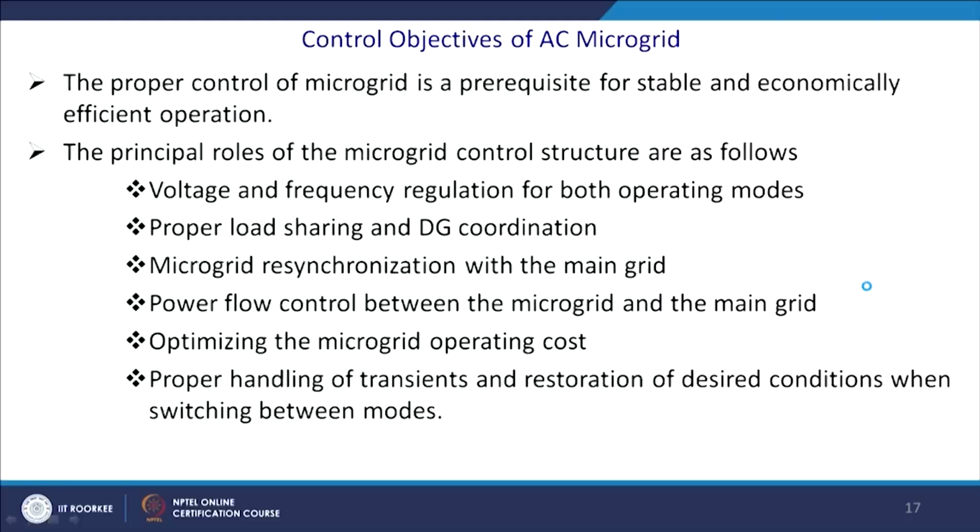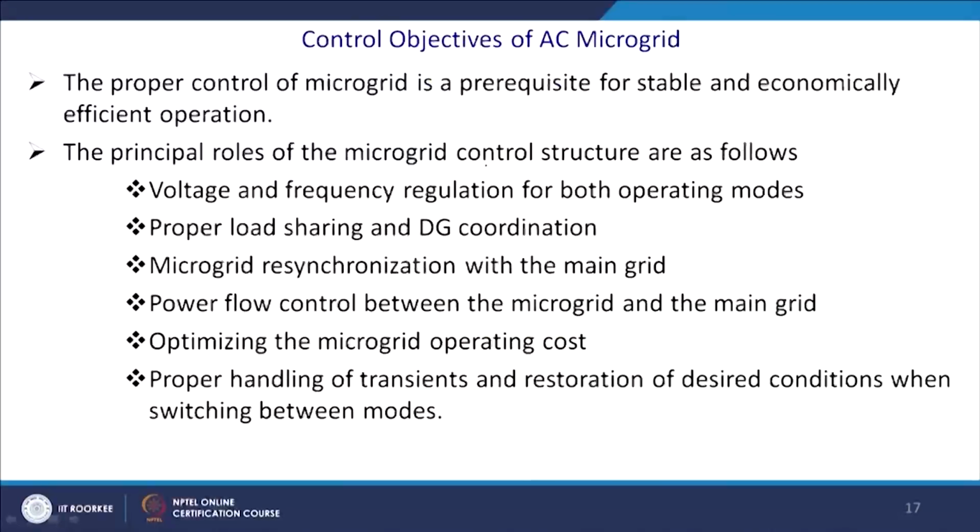Now, let us come to the point of control objective of the microgrid. Proper control of the microgrid is a prerequisite for stable and economically efficient operation. So, whatever state space you have, you should have a transfer function and you should have a stability study. And thus, instead of the mathematics, if you put it in words, we should say those things here now.